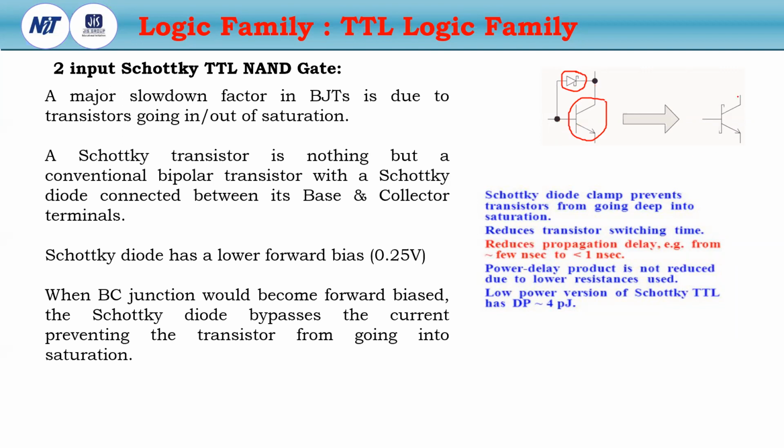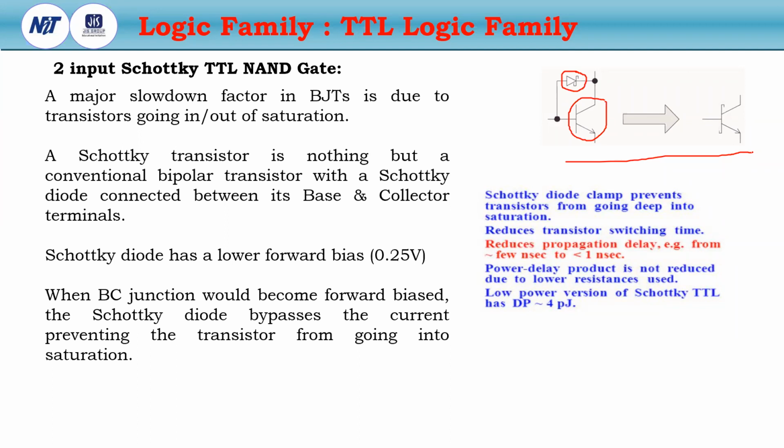So the Schottky transistor is nothing but a combination of a normal NPN transistor with a Schottky diode, no, not a PN junction diode, this is the Schottky diode, which is connected to the base and collector junction of the normal NPN transistor. This is called the NPN Schottky transistor. Okay. The Schottky diode has a lower forward bias, that is 0.25 volt.